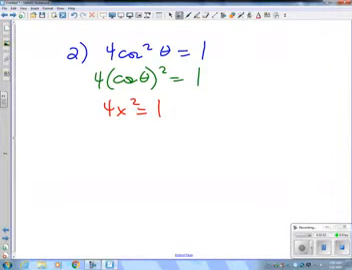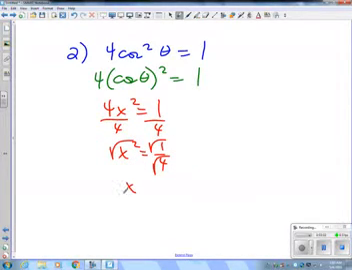And I know how to solve that. So I will divide by 4 and get x squared equals 1/4, and square root it, which means square root each individual piece. Now remember, when you solve by square roots, you always get plus or minus answers. And so I'm looking for plus or minus 1/2.